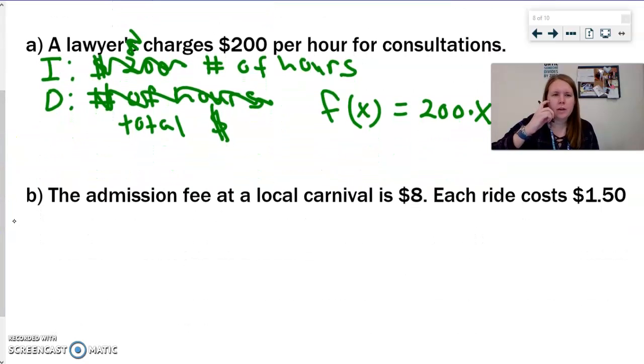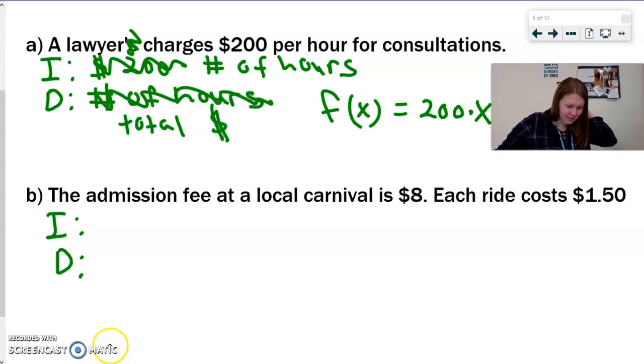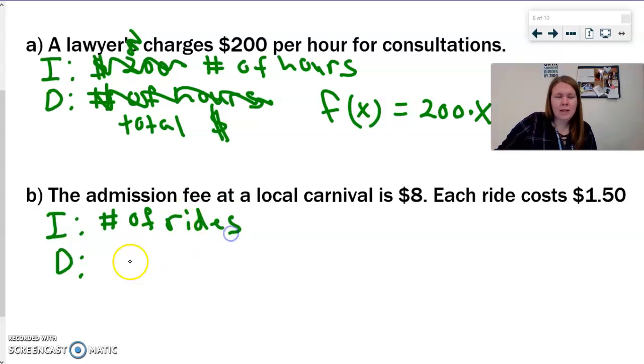Alrighty, next one. The administration fee at a local carnival is $8, and then each ride costs $1.50. Could you imagine going to a carnival and they tell you that it costs you $150 to go on one ride? So my independent variable is going to be the number of rides that I do. And my dependent is going to be my total cost.